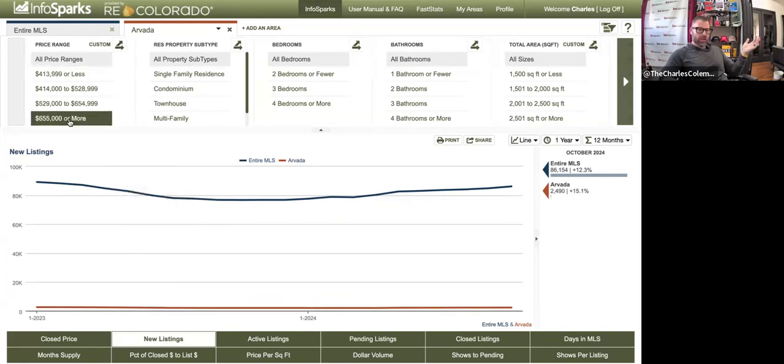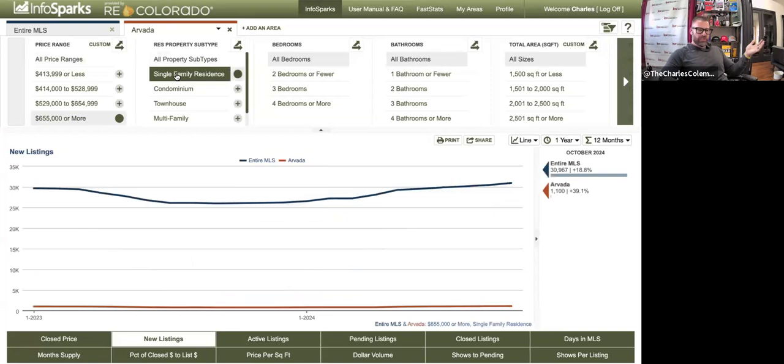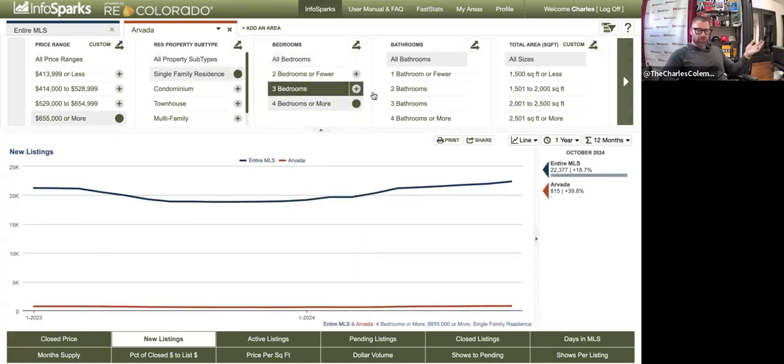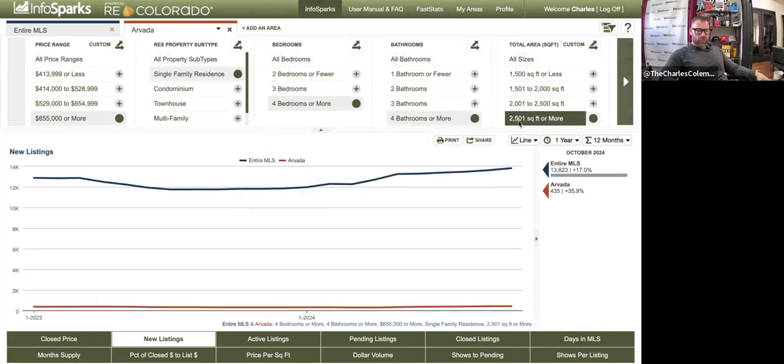We knew that would skew it. But let's say that we're more curious about a $655,000 price point. We're really just interested in single family homes. We're talking about 4 bedrooms or more. Let's go up, 4 bathrooms or more. And let's say big square footage.